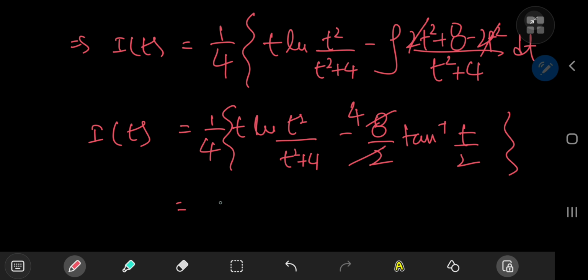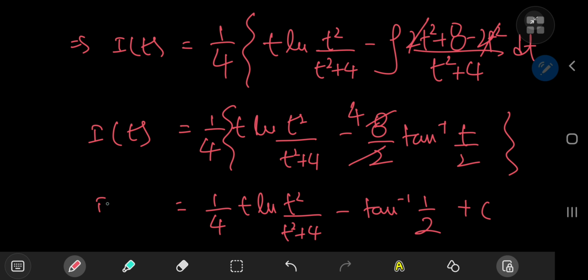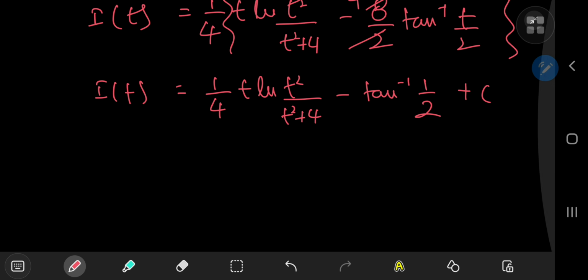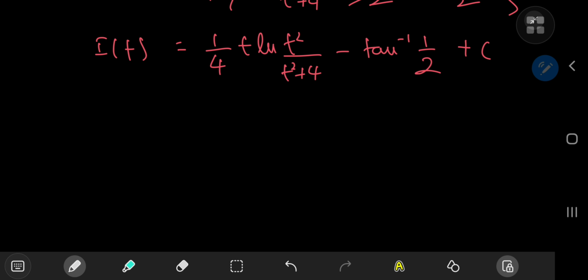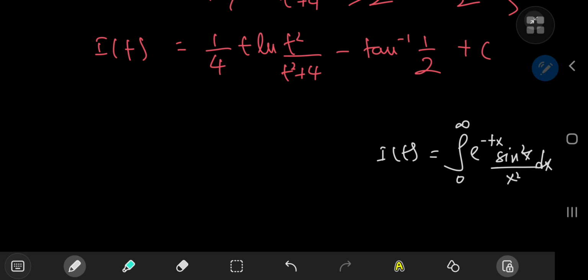And multiplying out the 1 by 4 gives us 1/4 of t times the logarithm of t squared divided by t squared plus 4 minus 4 by 4 is just 1, so we have the inverse tangent of t/2 plus the constant of integration c. So we have another constant of integration to evaluate, and this time I need to recall the structure of our actual integral function I of t, which we defined as the integral from 0 to infinity of e to the negative tx times the square of the sine of x divided by x squared dx.